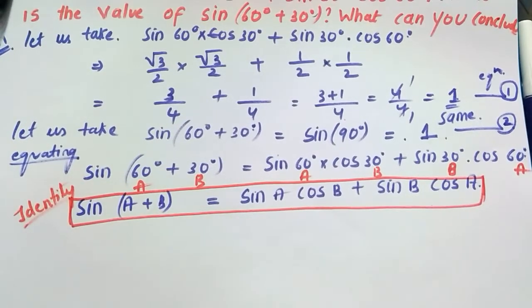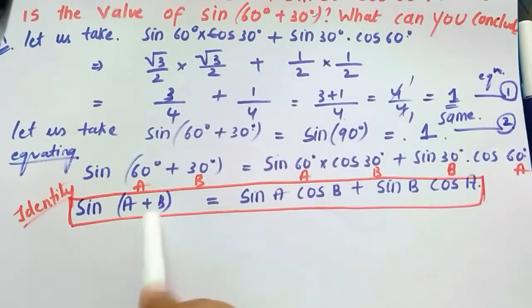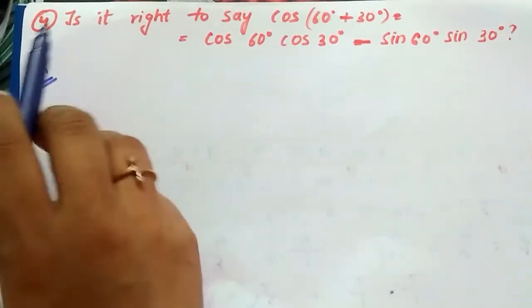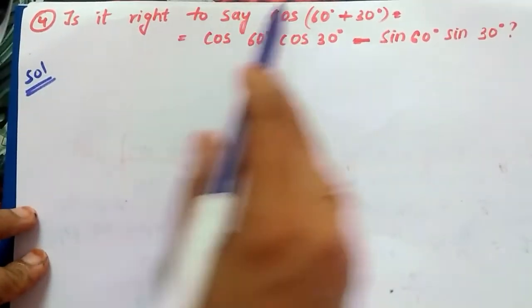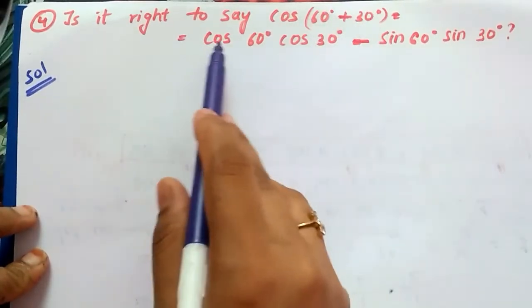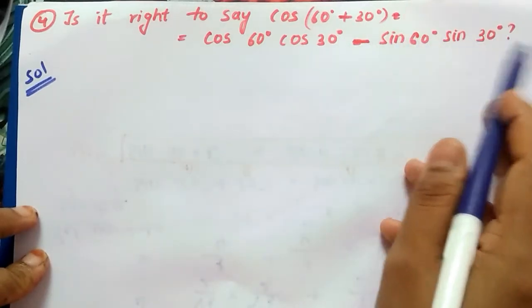Now you will be saying that we can easily derive this. Anyhow, we have just derived the same thing here. Okay, now let us go with another question. Let's read the fourth one. Is it right to say that cos of 60 degrees plus 30 degrees is equal to cos 60 degrees into cos 30 degrees minus sine 60 degrees into sine 30 degrees?